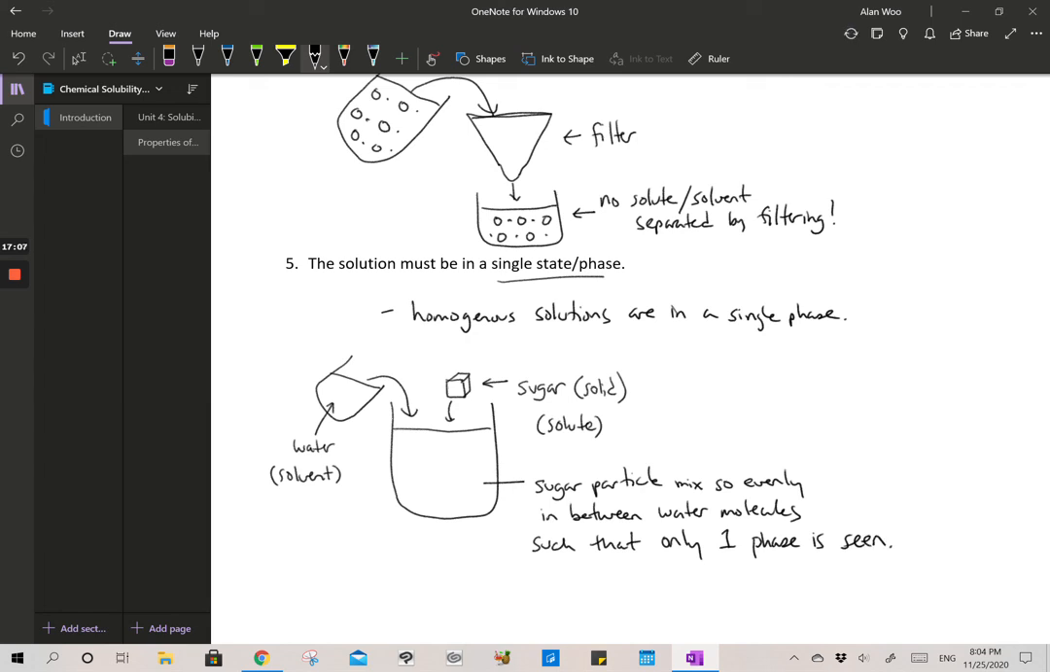And later on, we'll actually look at this idea a little bit closer. And we'll look at what happens when sugar dissolves in water and what happens when salt dissolves in water. Because even though they both dissolve, they do dissolve in different ways. But for now, the fifth and final property is basically a single state, which must be achieved when you have this solution or mixture.